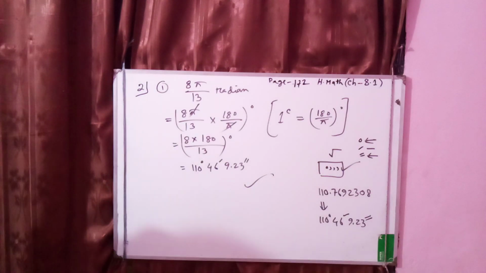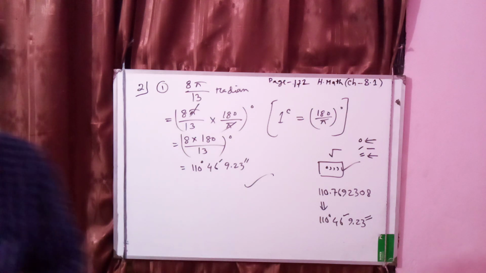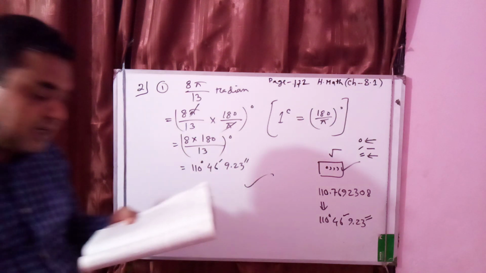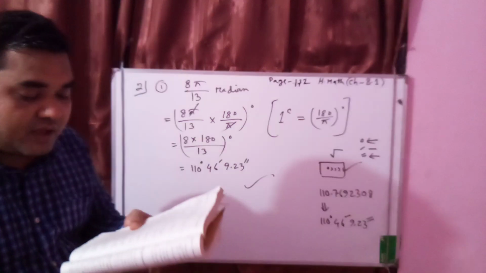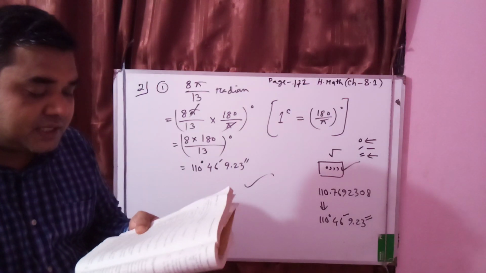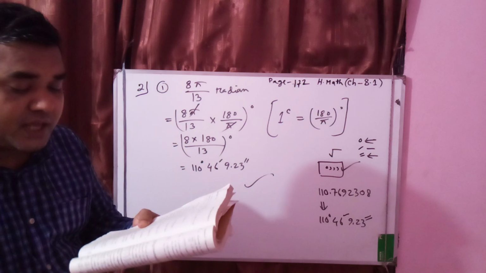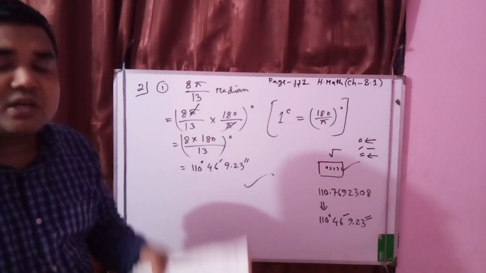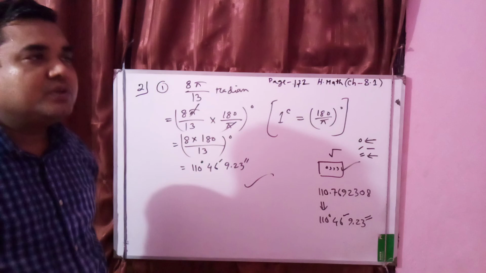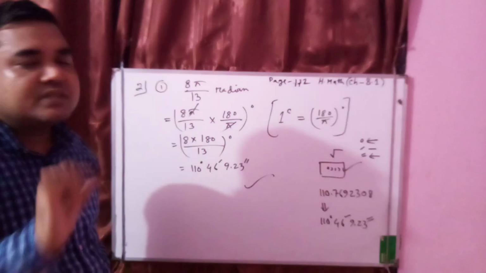Now we solve number 7. The line joining Dhaka with Chittagong subtends an angle of 5 degrees at the center of the earth. Taking the earth to be a sphere of radius 6440 km, find the distance of Chittagong from Dhaka. So we find the Dhaka to Chittagong distance.